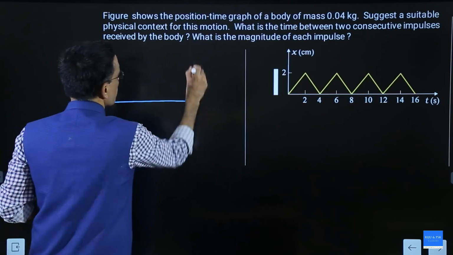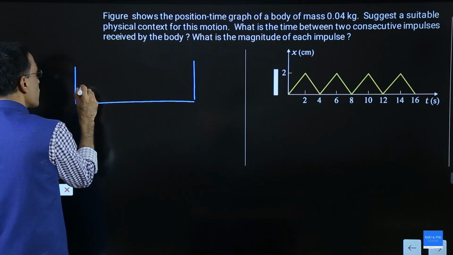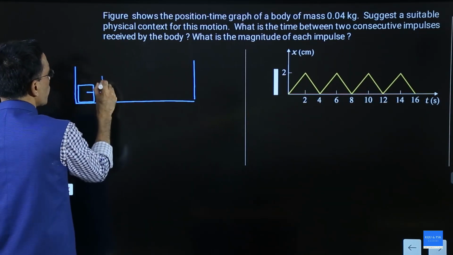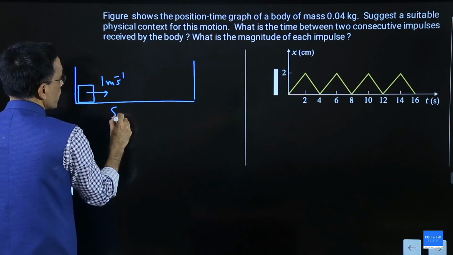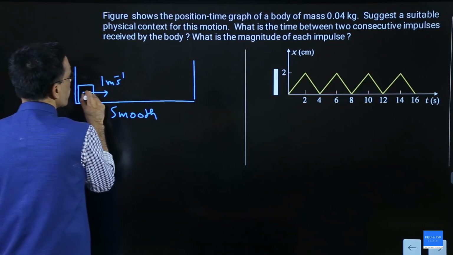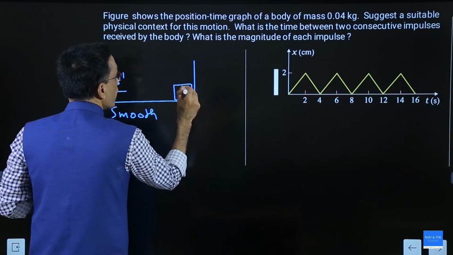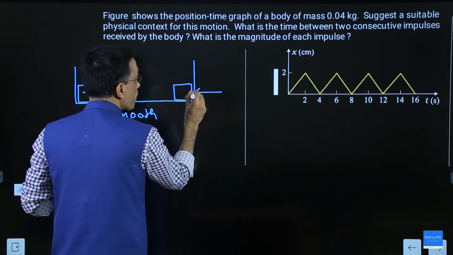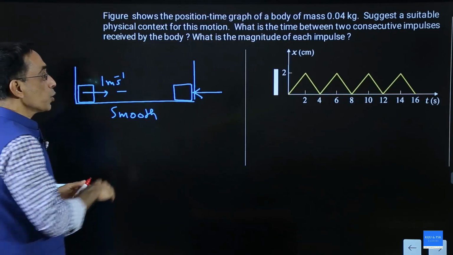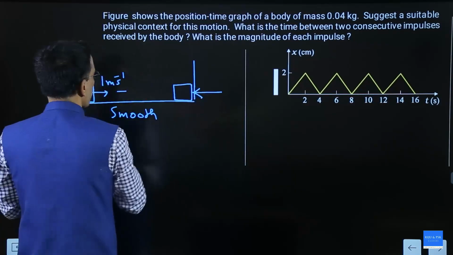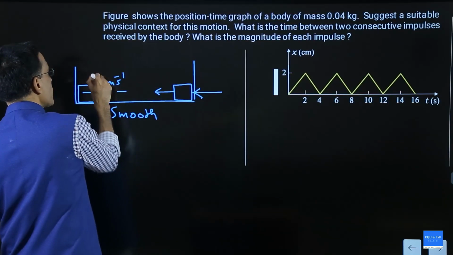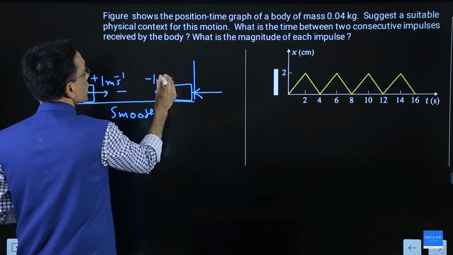Think about two walls, and there is a block. This block starts with the speed of 1 meter per second, and we assume that this is a smooth surface. So what will happen? The body will go and hit here. When it hits here, this wall will apply a force in this direction for a very short duration of time. Due to that, the body will stop and then it will reverse. So it was going in this direction, now it started moving in this direction. So this is taken plus 1 and this is taken minus 1 meter per second.